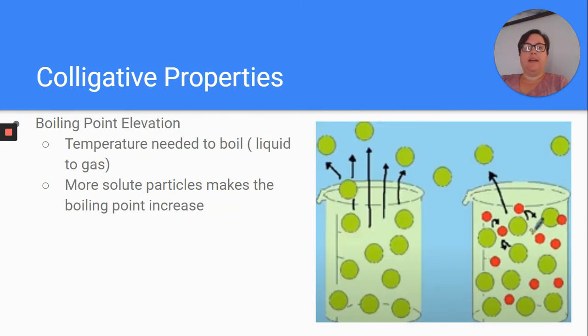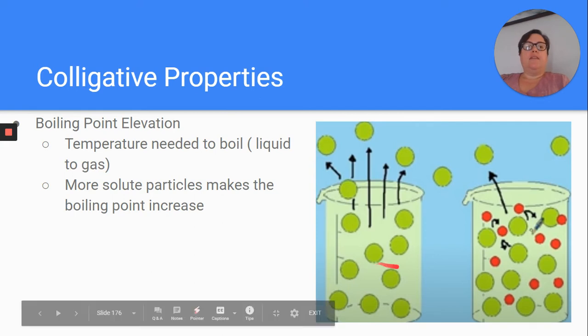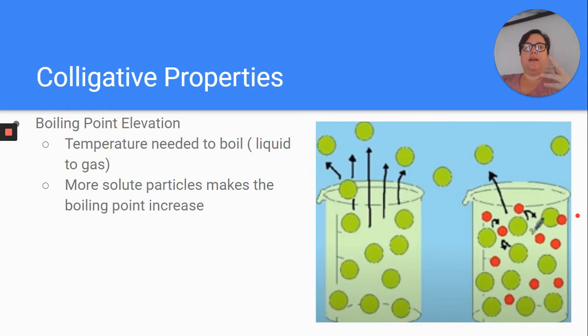Now, boiling point elevation. The boiling point will go up. In order to take your liquid and change it to a gas, you have to get to higher and higher temperatures when you add that solute. If you think about it, it makes sense. If you put a solute in there, it's blocking the molecules from becoming a gas, so you have to give it more and more energy in order to break through.